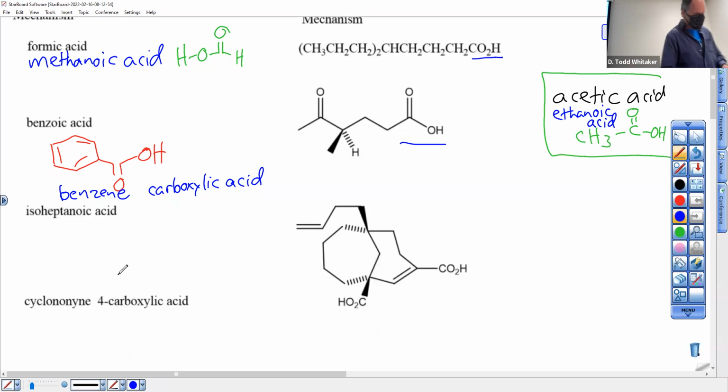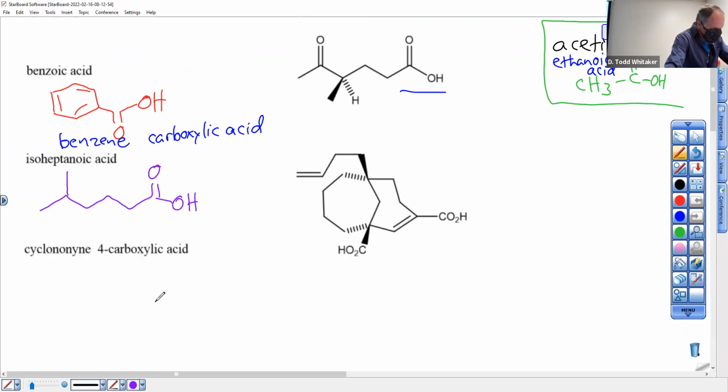Isoheptanoic acid. You need to draw 6 carbons in a row. That gets you up to hex. 2, 4, 6, carboxylic acid. And to be iso, you need a V on the end. So there's your 7th carbon. Right there, verifying 1, 2, 3, 4, 5, 6, 7.